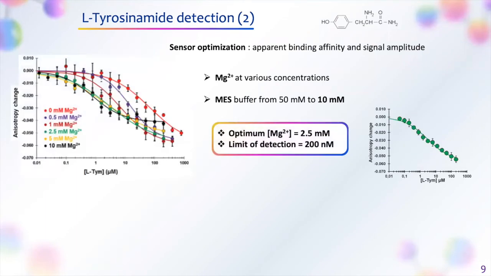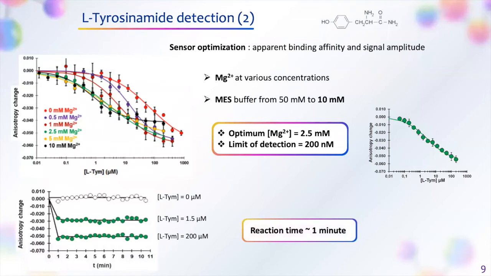So again, we made several dose-response curves and we found a valuable compromise between apparent binding affinity, maximal response obtained, and also the dynamic range with 2.5 millimolar of magnesium. And we also determined a limit of detection of about 200 nanomolar.